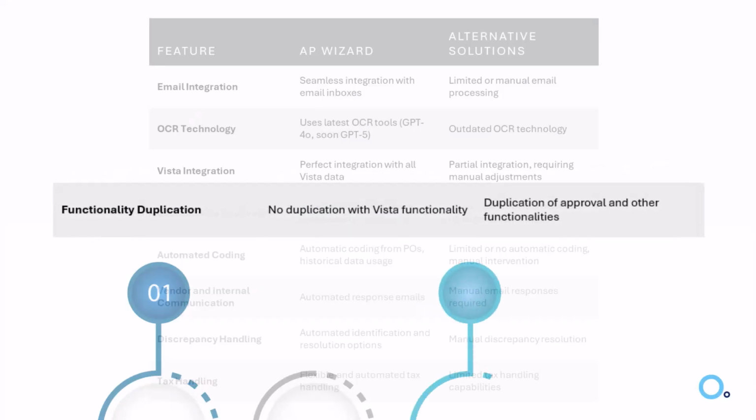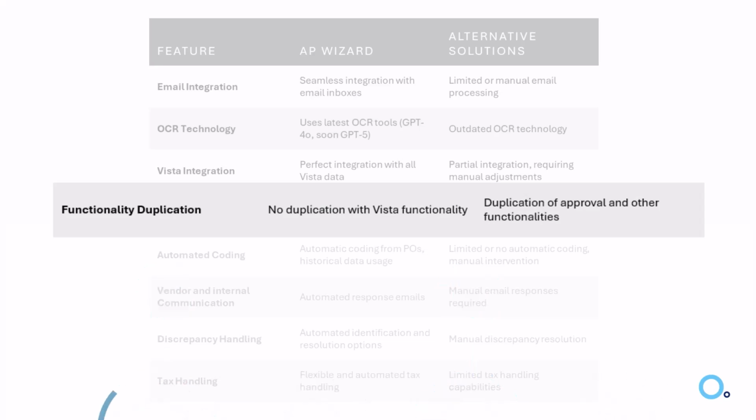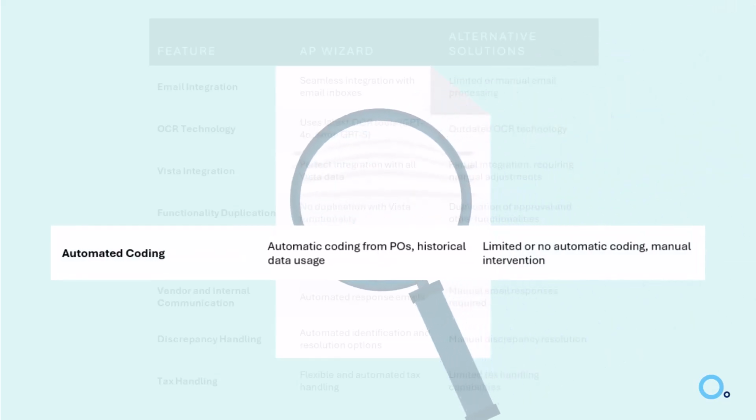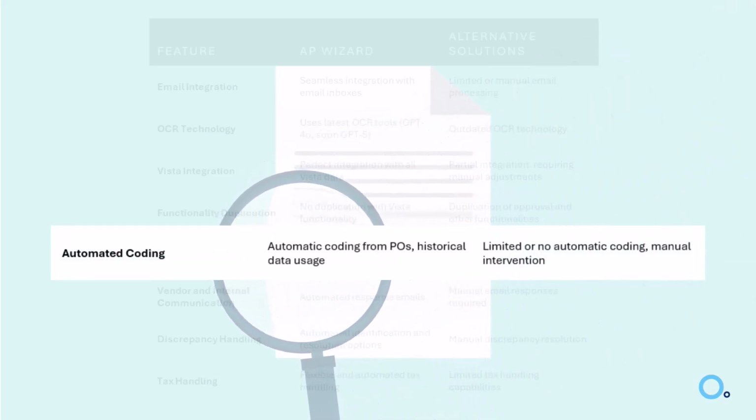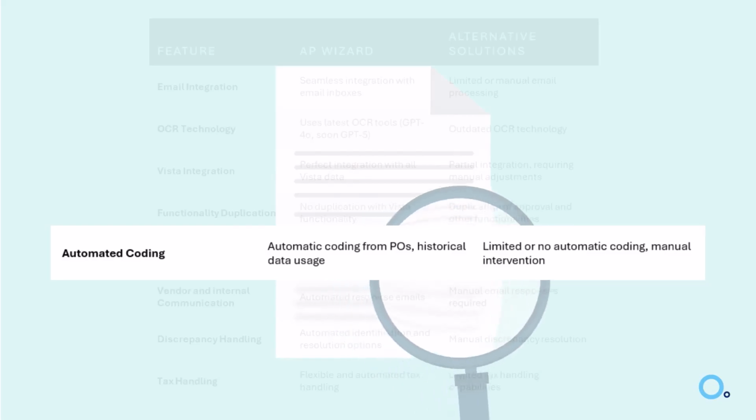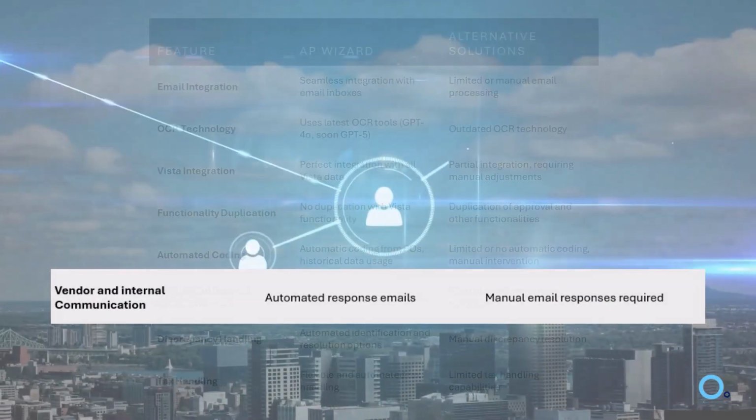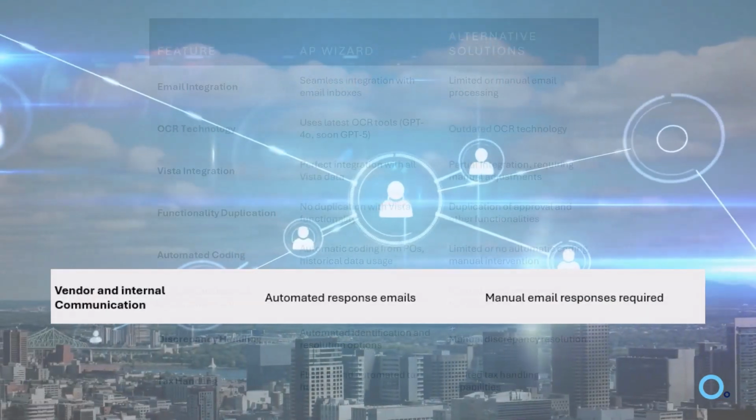Our solution doesn't duplicate Vista functionalities. We automate data entry and enhance Vista with full AP and vendor statement workflows. No need to set up separate approval workflows or users. The AP Wizard automatically codes purchase orders and subcontracts, including detailed line items. It identifies discrepancies and facilitates internal and vendor communication.